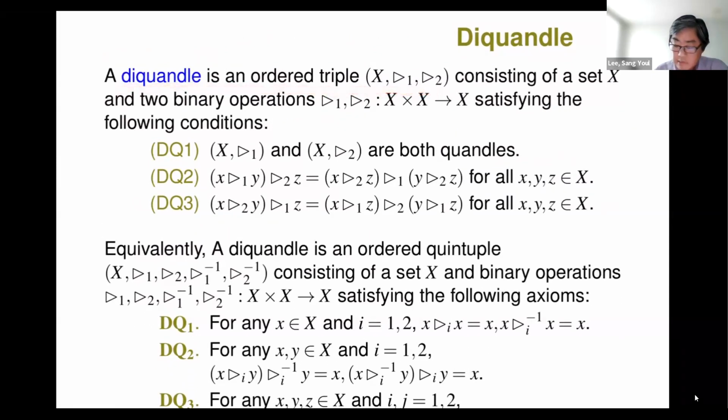A diquandle is an ordered triple of a set X and two binary operations, triangle 1 and triangle 2, satisfying these three axioms. The first axiom: (X, triangle 1) and (X, triangle 2) are both quandles. And axioms 2 and 3 set this kind of distributive law. We call them the right distributive laws. You can see these two axioms give some interaction between these two quandle operations, right?